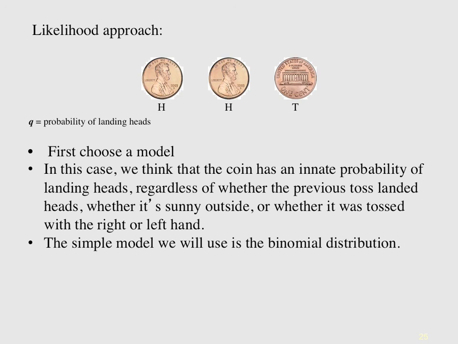We could have a model where the coin flips heads and the next time it flips the opposite way. So heads, tails, heads, tails, heads, tails. That's a different model. Okay. We're just using a simple binomial model. So a basic model where each flip is independent.